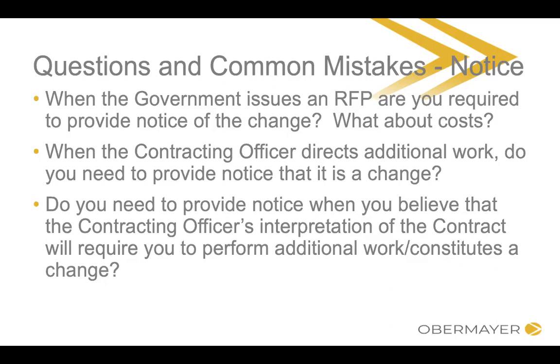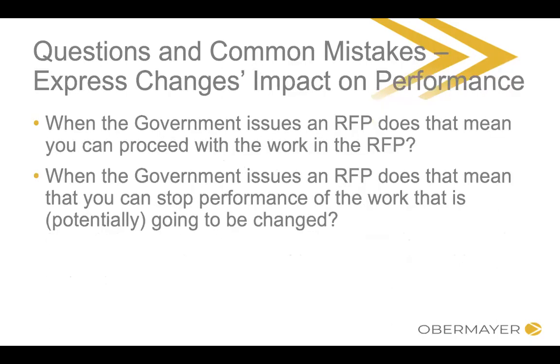What about if you believe the contracting officer's interpretation of the contract would require you to perform additional work or constitute a change? Again, that's another situation where it's a contracting officer's interpretation. They haven't issued an express change, but they have impliedly or constructively changed the contract. That's a constructive change under section B, and yes, you would need to provide notice.